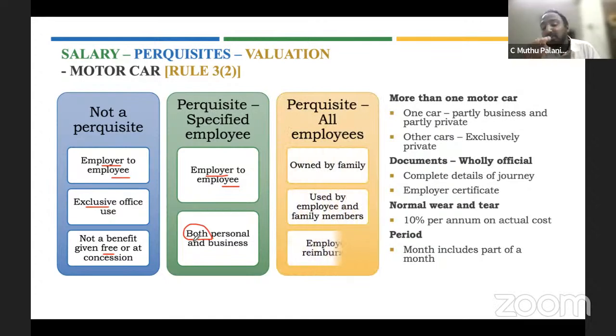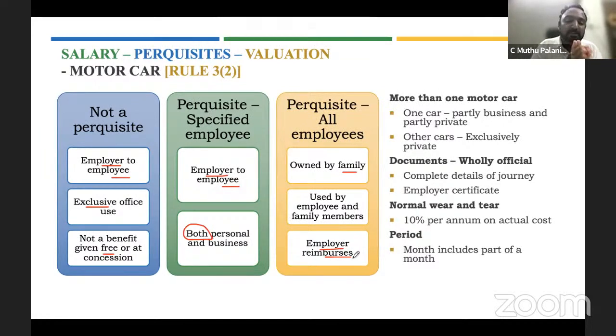What is the next thing? Perquisite for all employees. It is owned by the employee or the family. It could be me or my family who owns the car, but I'm using it for both personal and office use, used by the employee and family members. The employer reimburses the expenditure, fuel, repair and maintenance. All of this is reimbursed to me by the employer. So in a year, let's say fuel plus repair and maintenance I have spent 95,000. Employer gives me 95,000. Then it becomes a perquisite because it is reimbursed by the employer. So this is for all employees. Now I need to understand whether it is a perquisite.